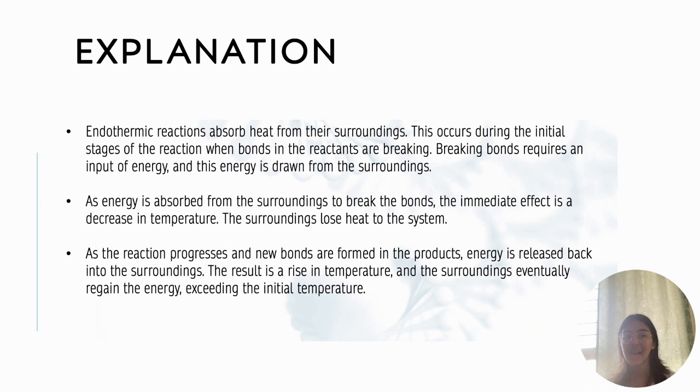Now, why does this happen? Firstly, endothermic reactions absorb heat from their surroundings. This occurs during the initial stages of the reaction when the bonds in the reactants are breaking. Breaking bonds requires an initial input of energy, and this energy is drawn from the surroundings. Secondly, as energy is absorbed from the surroundings to break the bonds, the immediate effect is a decrease in temperature. The surroundings lose heat to the system.